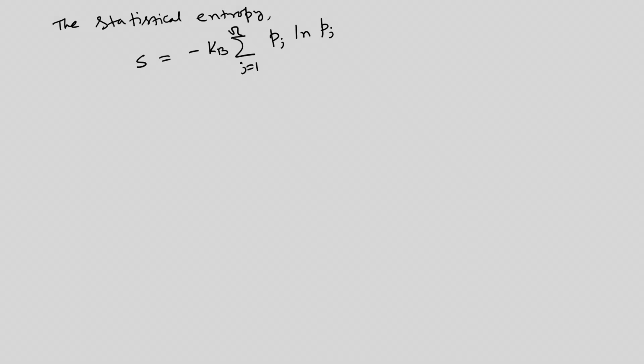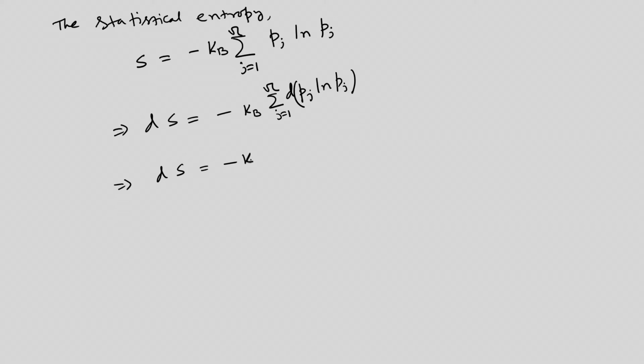Okay. So, what we do now, we calculate ds. ds is minus Kb sum. So, if we further simplify, we get ds is minus Kb sum over j goes from 1 to omega of dPj times ln Pj plus 1.